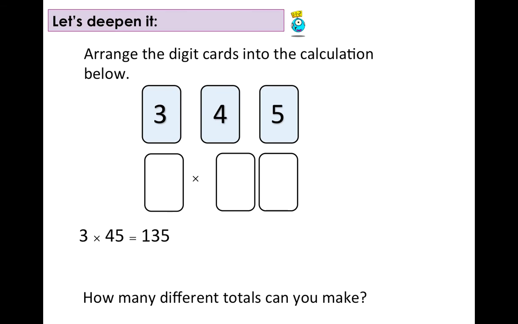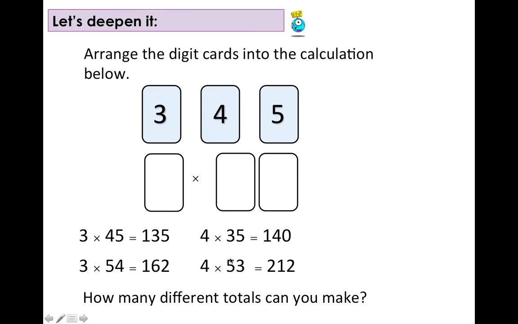I could find 6. Okay, so I did 3 times 45 equals 135. And then I thought, oh, I can do 3 times 54 because I can swap the 4 and the 5 around to make another number. Okay, then I moved on to the 4 and I did 4 times 35 to get 140. For my next one, I swapped the 3 and the 5 around to give me 4 times 53, which equals 212. Okay. Finally, I moved on to my 5 and I did 5 times 34 equals 170.